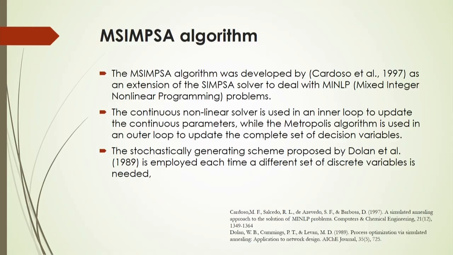In that case, the continuous nonlinear solver is to be used to update the continuous parameters, while the Metropolis algorithm is used in an outer loop to update the complete set of decision variables. So, the stochastically generating scheme proposed by Dolan et al. can be employed each time a different set of discrete variables is required for this algorithm to analyze.